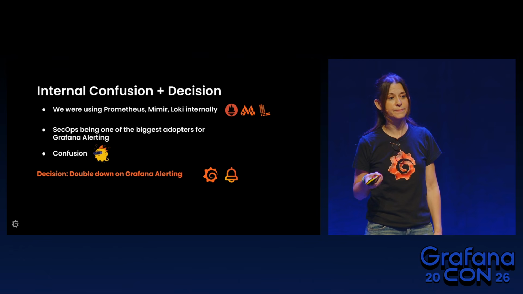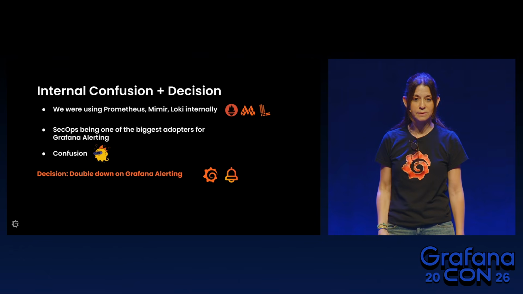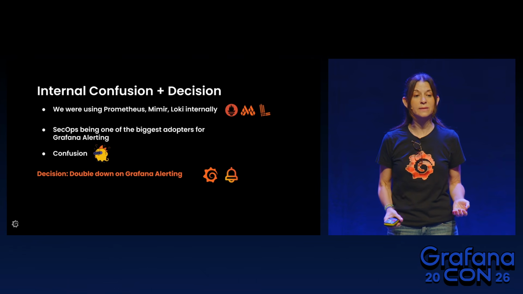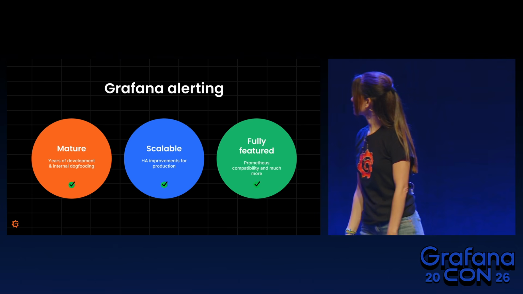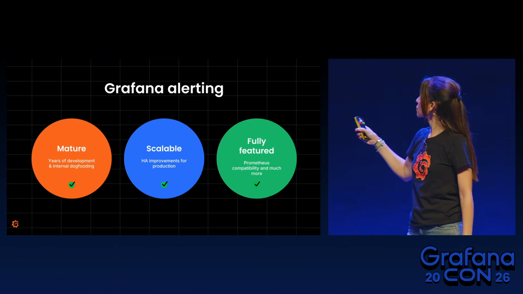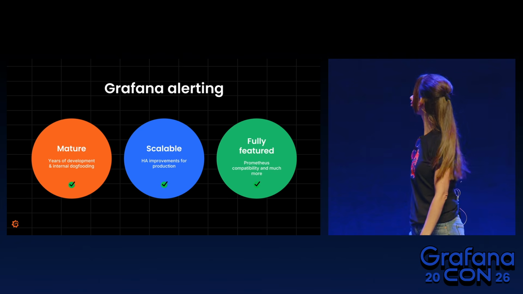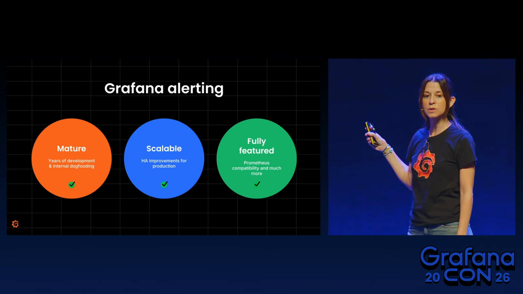And we did it. We decided to double down on Grafana Alerting. And the result is an alerting system that has the best of these systems. Grafana Alerting is now a mature, scalable, and fully featured alerting engine. It has everything you could expect from Prometheus and more.